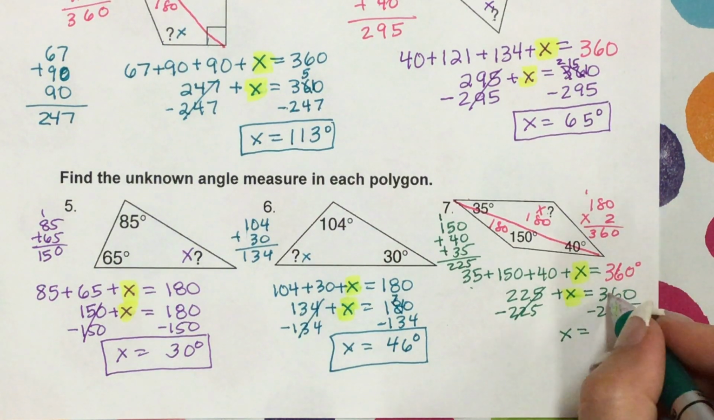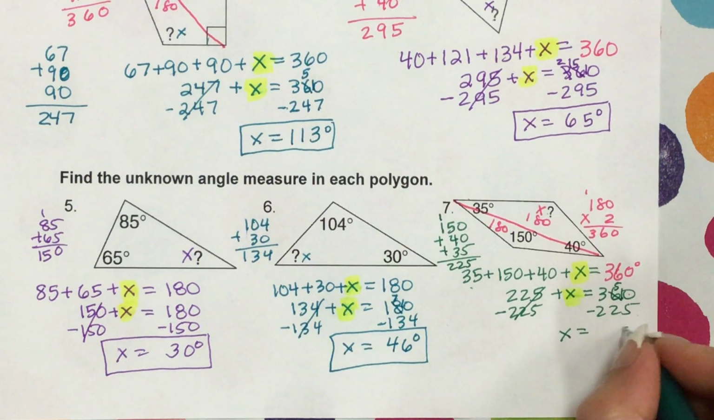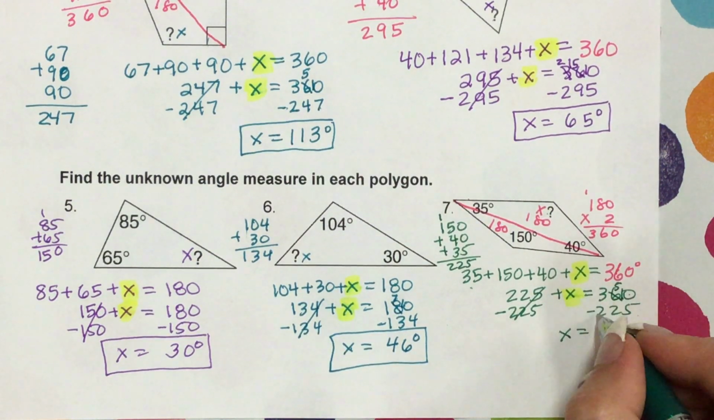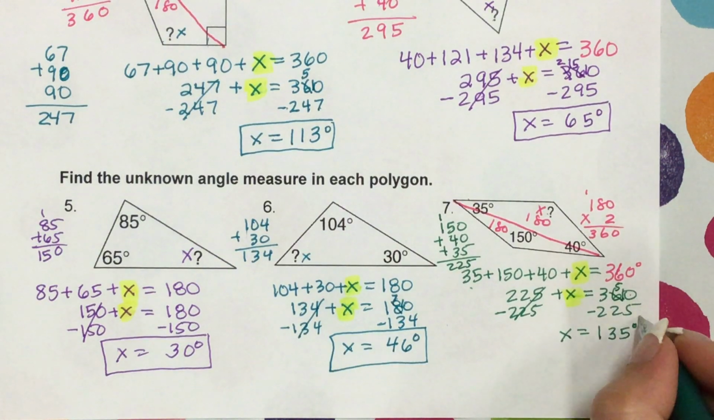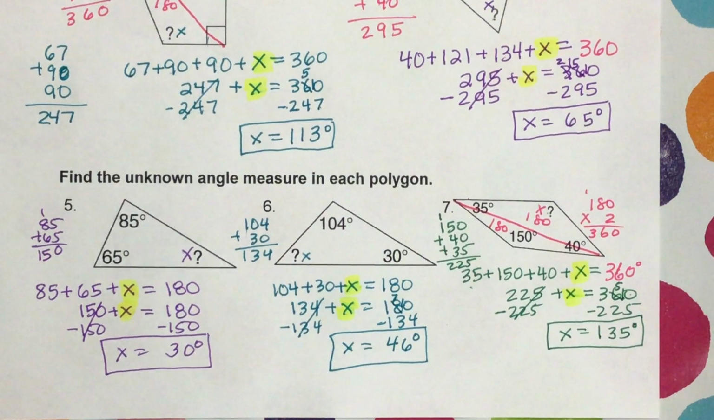This 0 is not big enough, so I need to borrow from the 6, making that a 5, and this a 10. 10 take away 5 is 5. 5 take away 2 is 3, and 3 take away 1 is 2. So x is 135 degrees, and that's our answer. So if you got that one right, wonderful job. Okay, let's go ahead and go on to the next page.